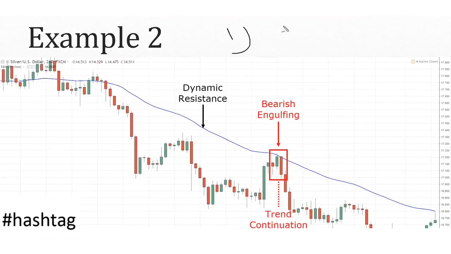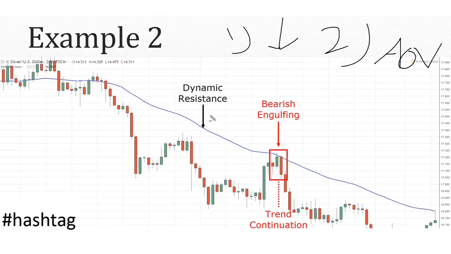Second example, right, what is the trend? Number one, what is the trend? Trend is, well, down, right? Downtrend. I can see that the price is coming down lower. Number two, where is the area of value? This time around, the area of value is a moving average. This is the 50 period moving average, right? It's acting as a dynamic resistance.